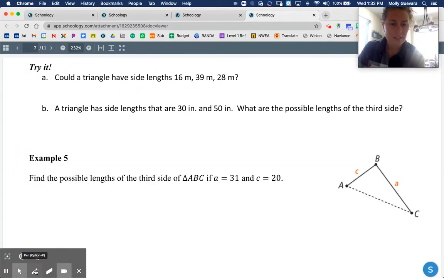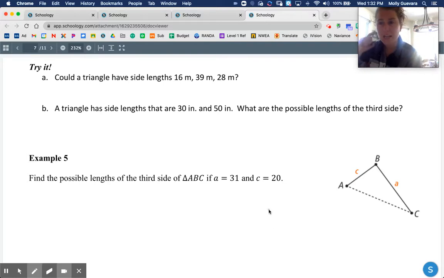All right, so let's look at the try it. Hopefully you did it. Remember that if you ever mess up on this, it's totally fine. Just fix it. We learn a lot from making mistakes and fixing them. Just correct the error, and you'll be good to go. But it's better to try it and mess up than not try it at all.